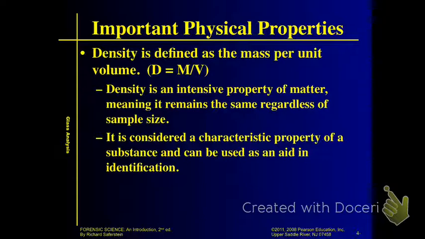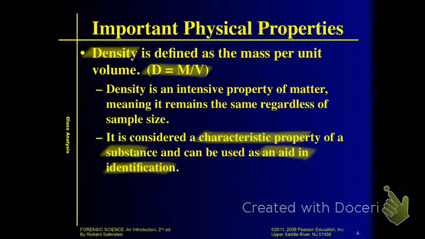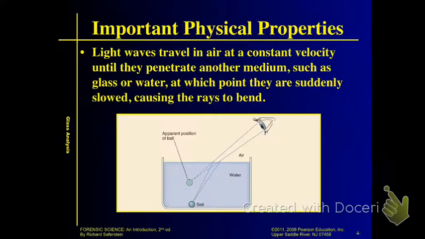We're going to need mass and volume to measure density. Density is mass divided by volume. It can be a characteristic property of a substance. It can aid in identification. So, in other words, it remains the same regardless of sample size. Density of a type of matter, a specific substance, remains the same regardless of size, and so it can be used to identify that substance. We're going to use density to identify different types of glass.